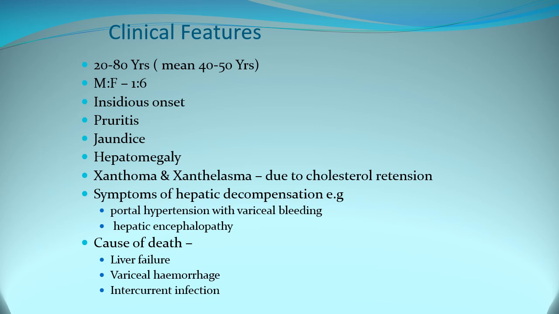There is deposition of fatty acid underneath the skin, so yellowish depositions in the skin, and there are symptoms of hepatic decompensation, with cirrhosis or before the cirrhosis. Portal hypertension or variceal bleeding will be there with hepatic encephalopathy. So what will be the cause of death? Liver failure because of portal hypertension. There is variceal hemorrhage and complications along with liver failure and intercurrent infections.